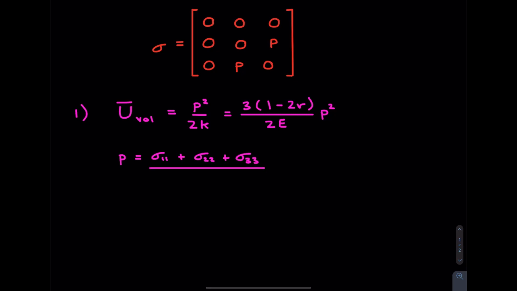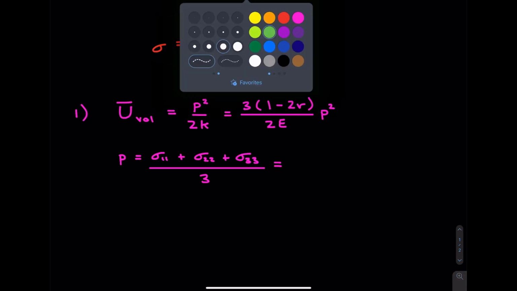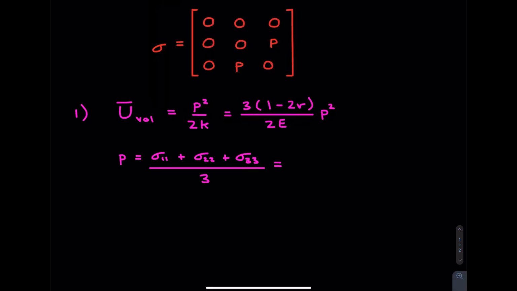Even though I wrote it out, this is actually called the trace of the stress tensor. The trace is the sum of the diagonal components. If I highlight these diagonal components here, this is what I'm taking the sum of. Very clearly, it's easy to see that sigma 11, sigma 22, and sigma 33 are all 0. So what we have for P is equal to 0 divided by 3, which of course is just 0.